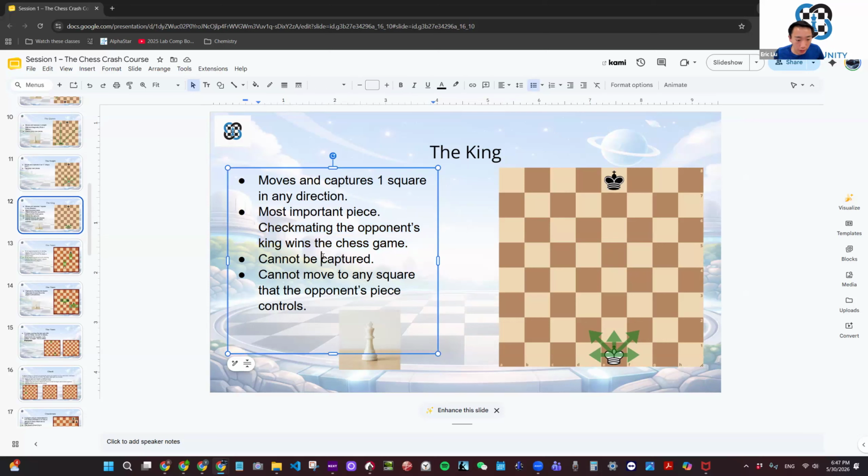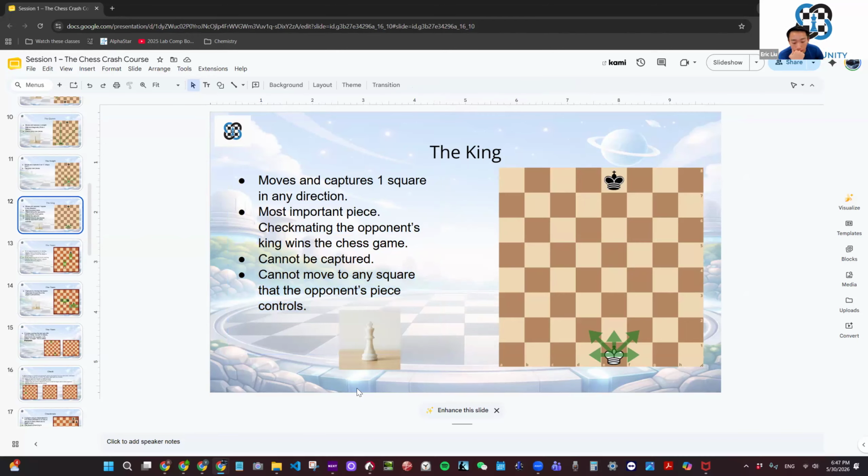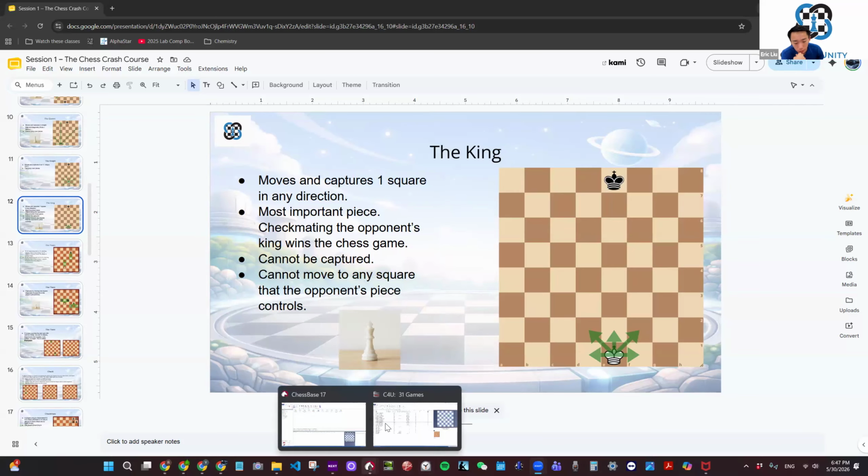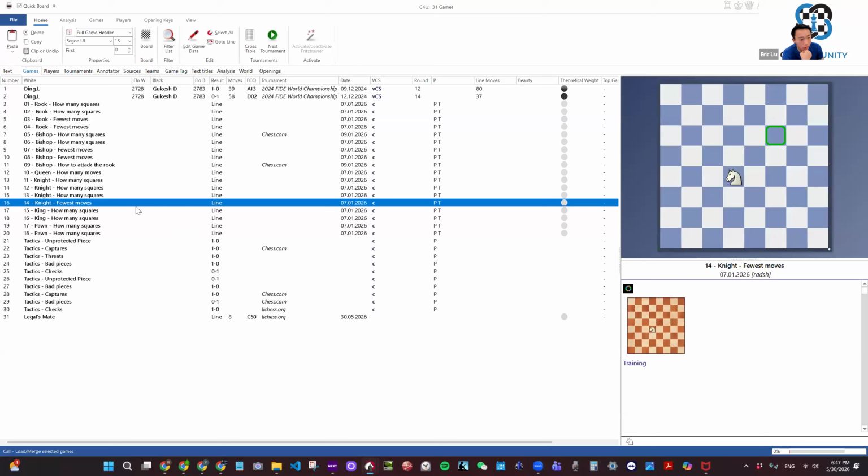Also, the king cannot be captured, but it cannot move to any square that the opponent's piece controls, because then it would be captured. Okay. That's how the king works. It's a very important chess piece, the most important chess piece.